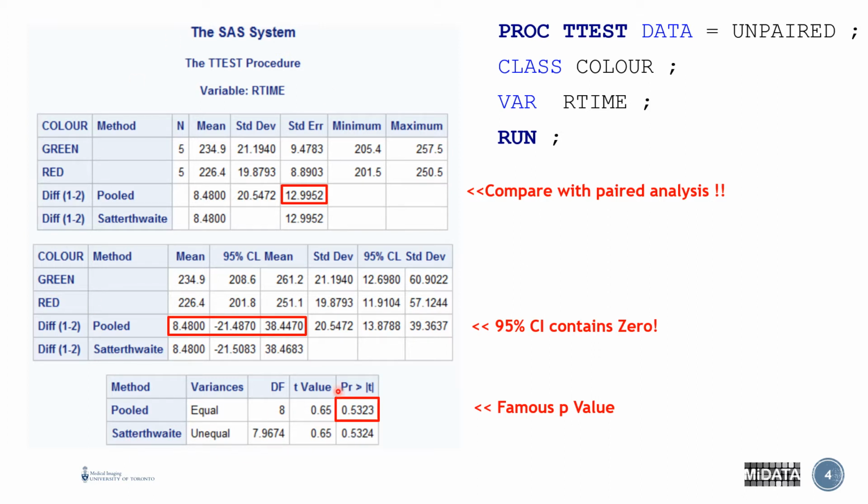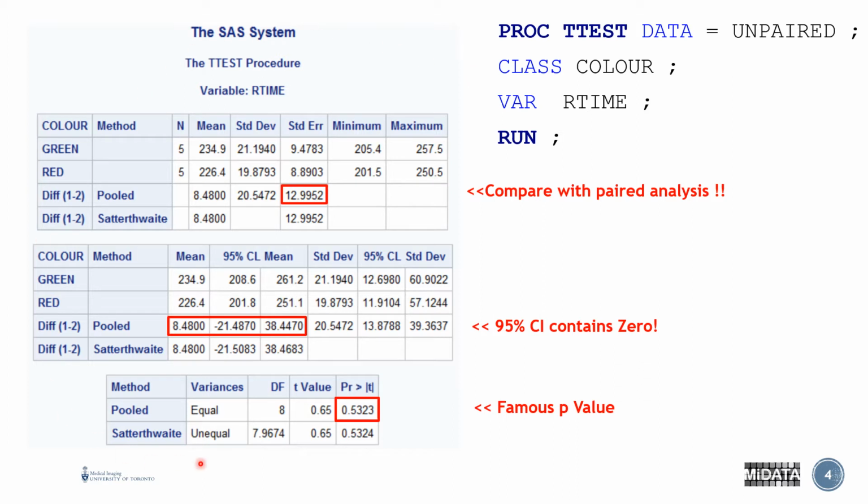So let's do that. Thanks to Gossett and the student's t-test, we're going to be able to tell whether or not the difference we observed in reaction time between the two colors, red and green, is significantly different. And so we use proc ttest in SAS. Here we're calling the same data set, unpaired, where the class, which is color, is telling SAS that we want to compare the levels within color. There's only two in this case, which are red and green. And the variable is reaction time.